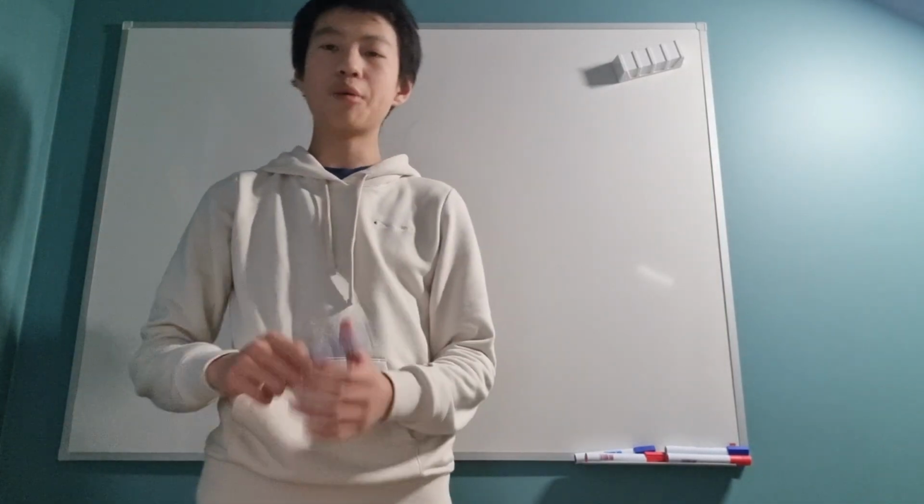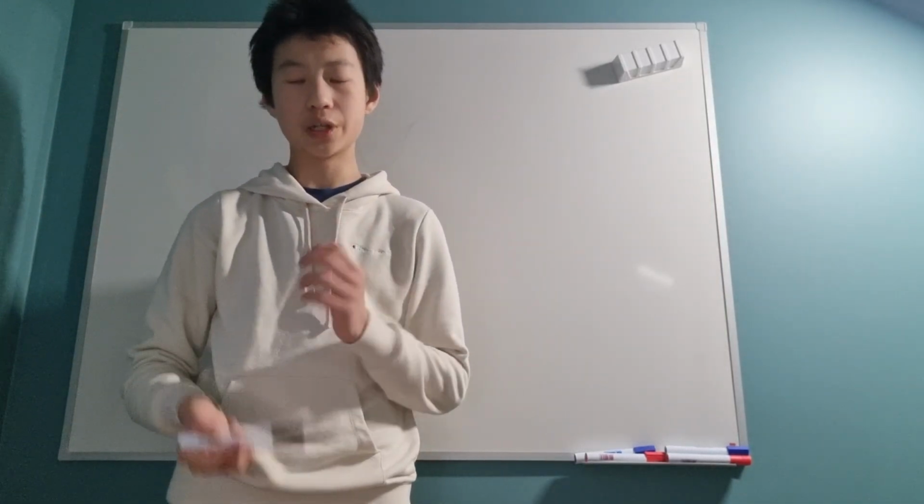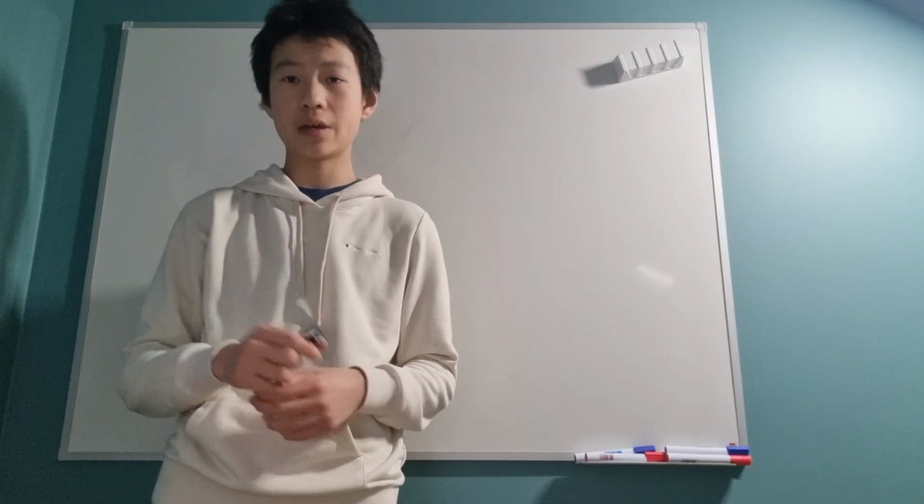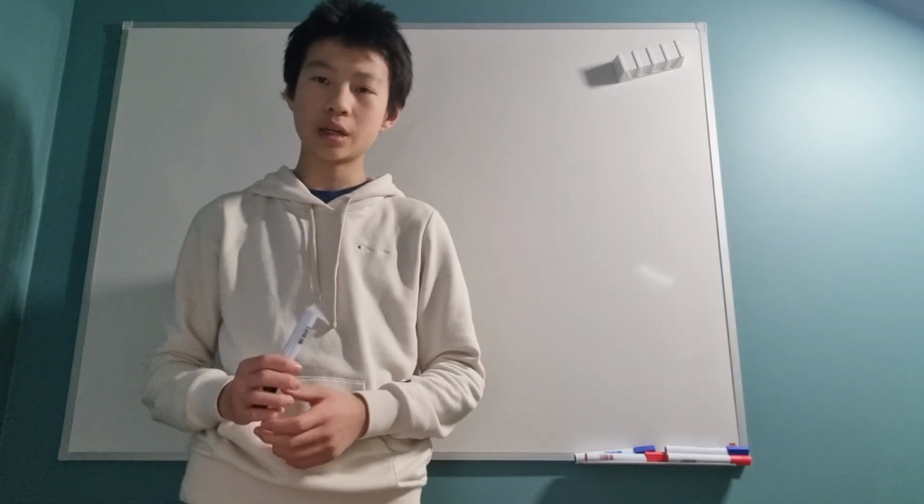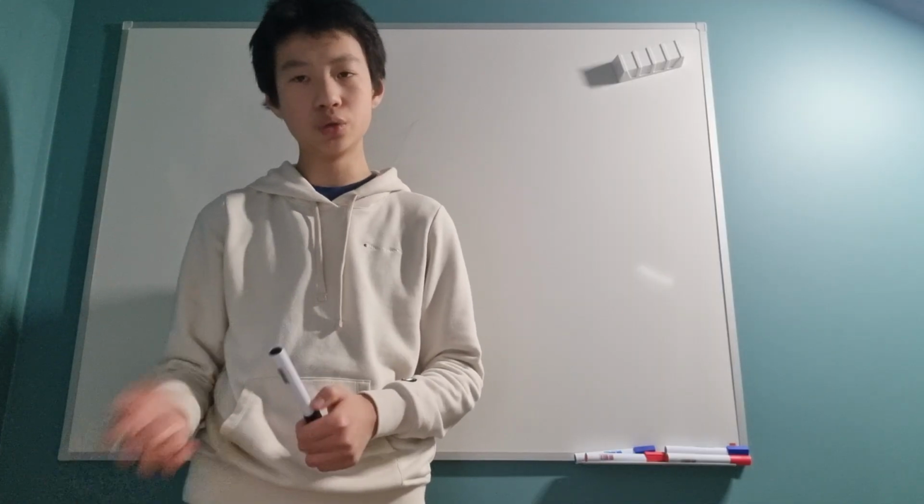Hello! Today I'll be going over my preparation for Criterion A in science. Firstly, let's begin with waves. There are two types of waves: transverse waves and longitudinal waves.